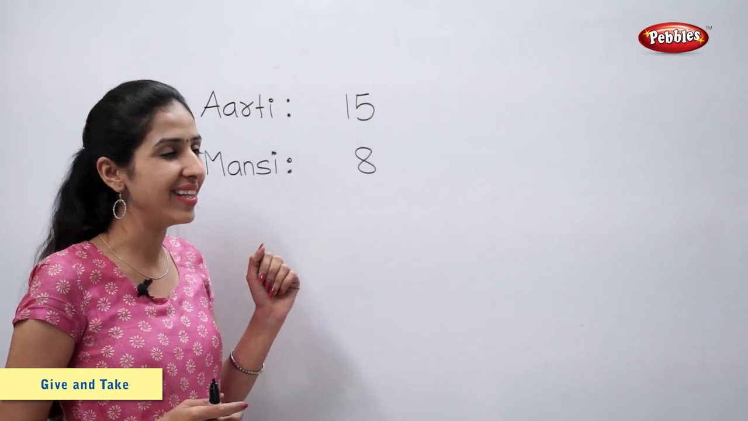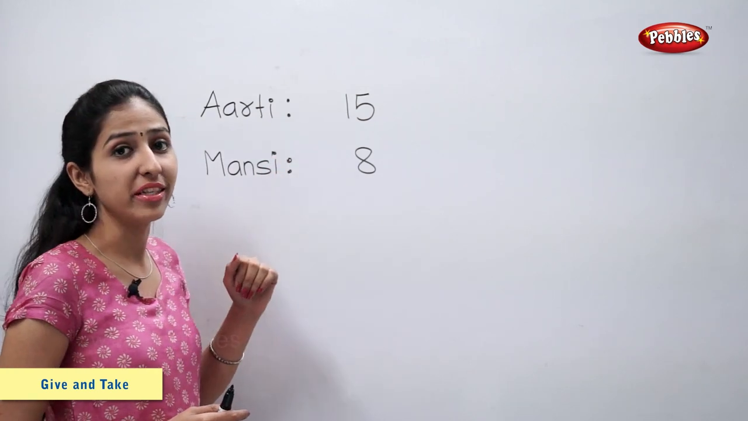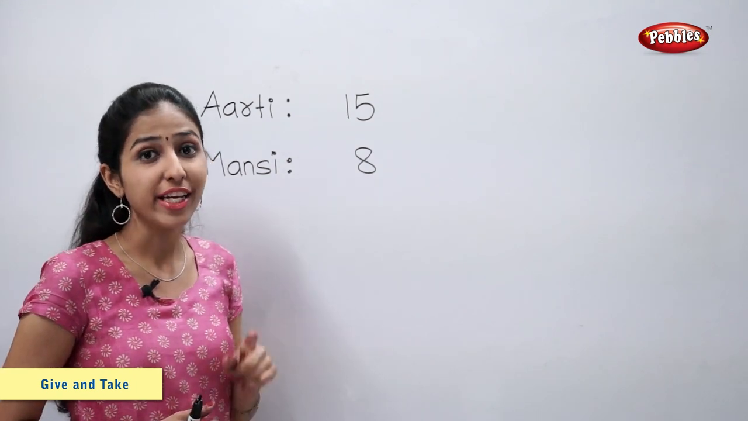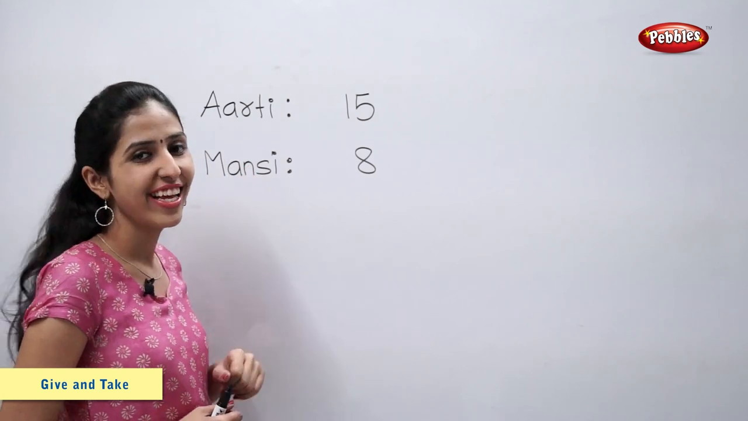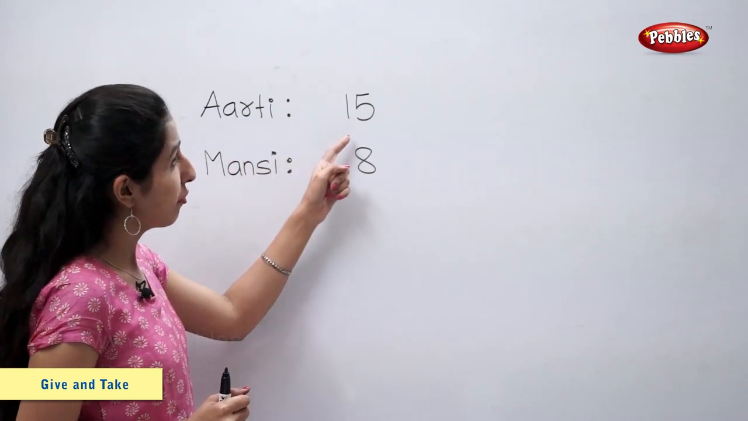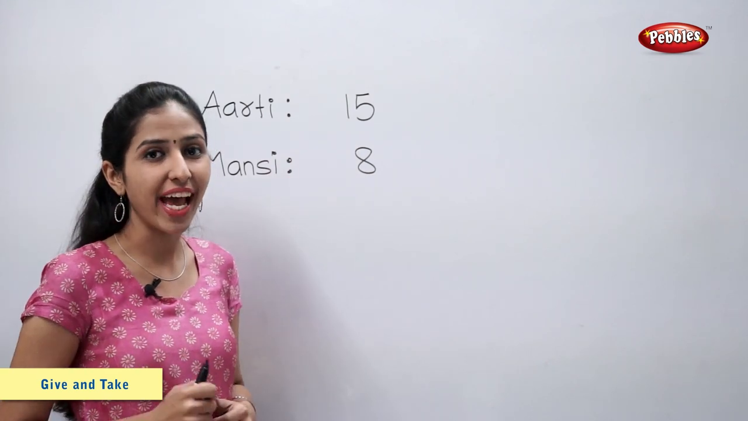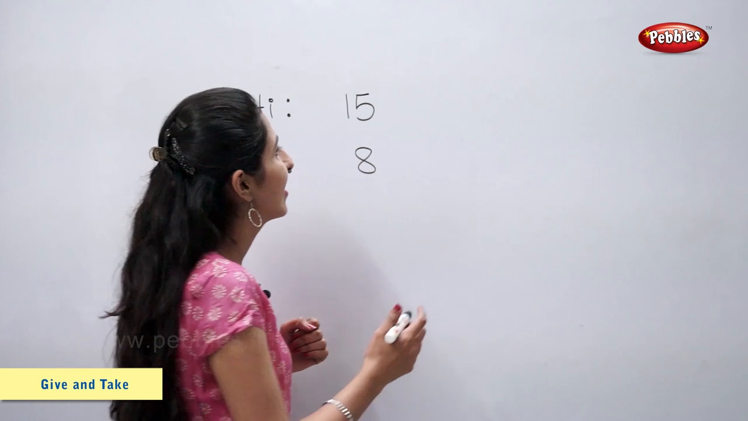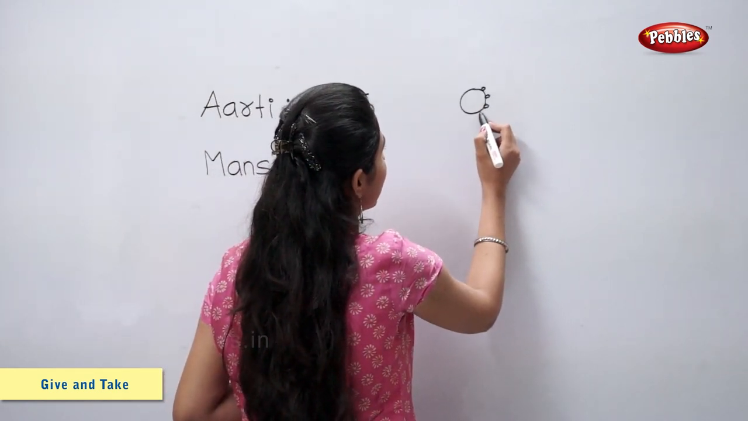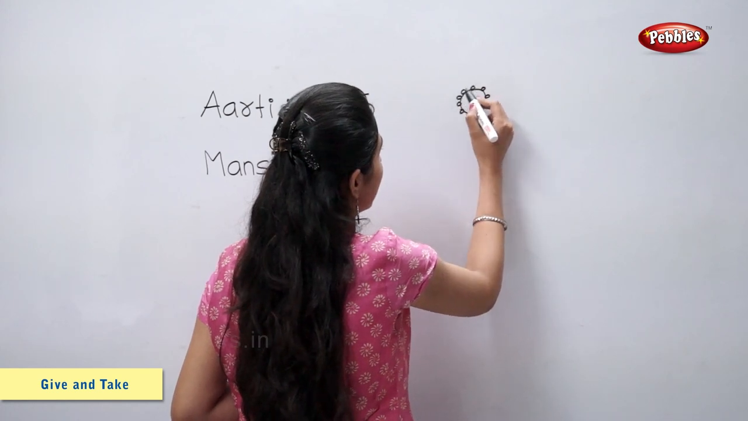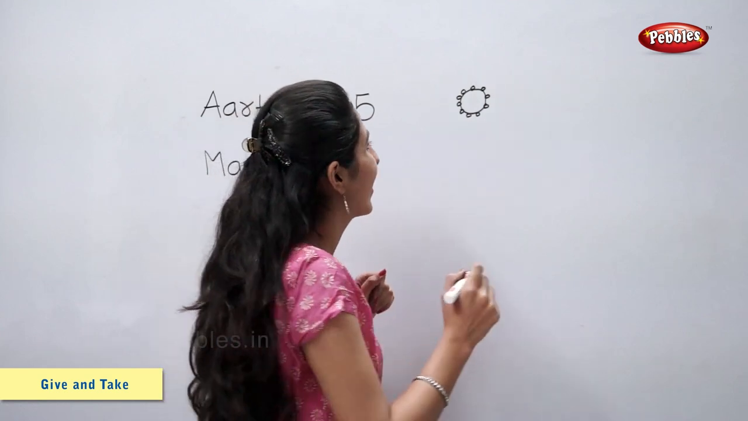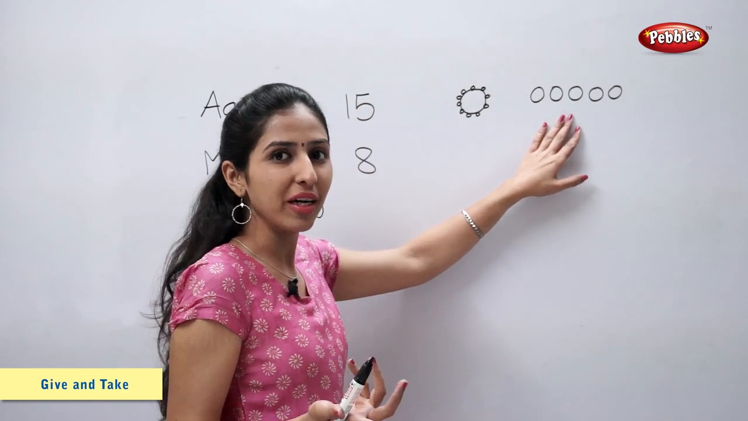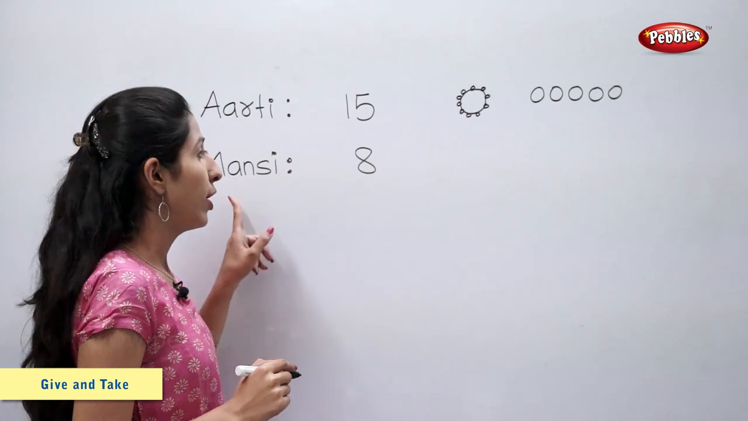Let's solve this example. Aarti had 15 pearls. She gave 8 pearls to Mansi. Now we have to find number of pearls left with Aarti. Let's find. Aarti had 15 pearls. So that means she had 1 bangle of 10 pearls and 5 loose pearls. She gave 8 pearls to Mansi.